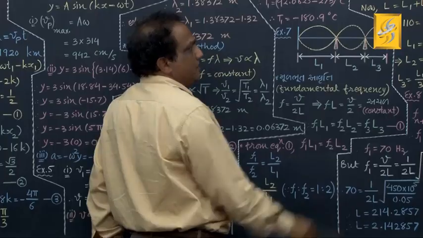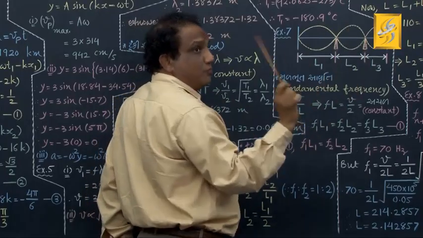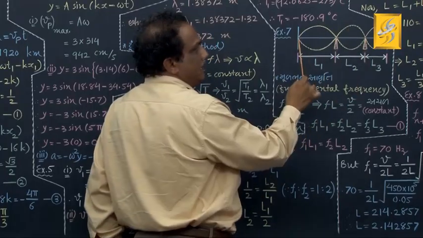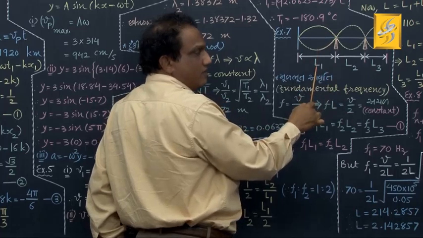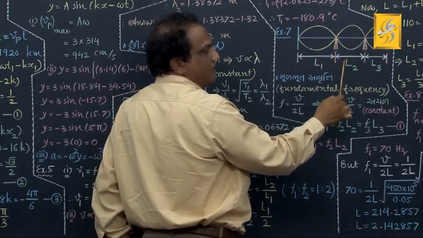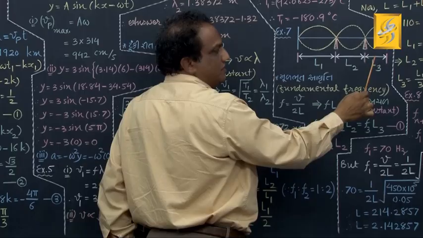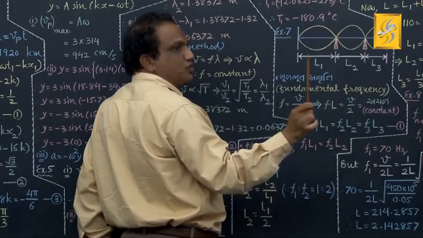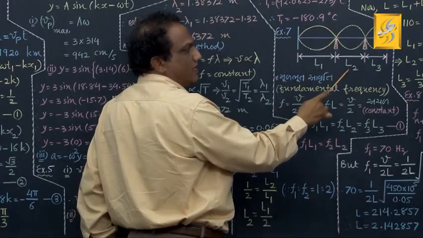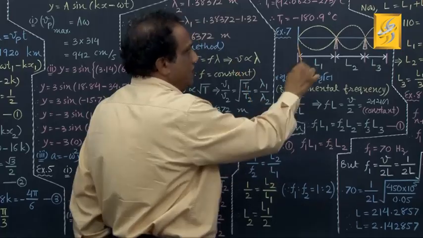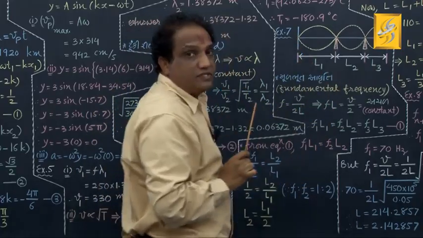Let us find out. Suppose these are the correct positions for which the length of this first section I am taking L1, length of second section I am taking L2, length of third section I am taking as L3. In short, we are asked to find out values of L1, L2, L3. Total length of the wire they have given 110 centimeter.